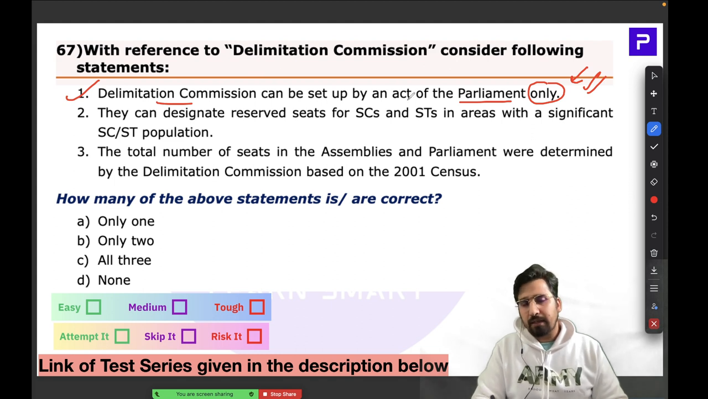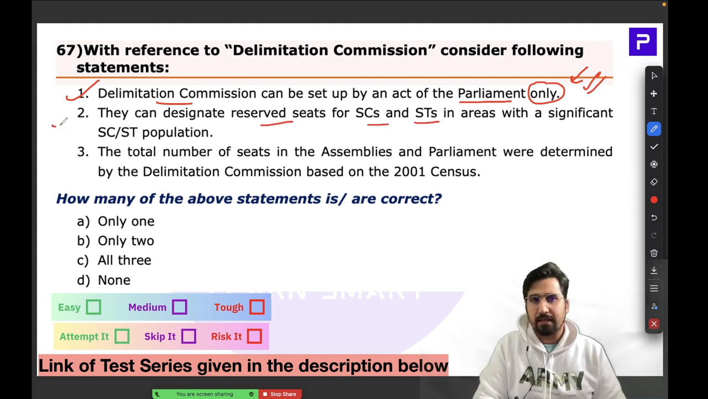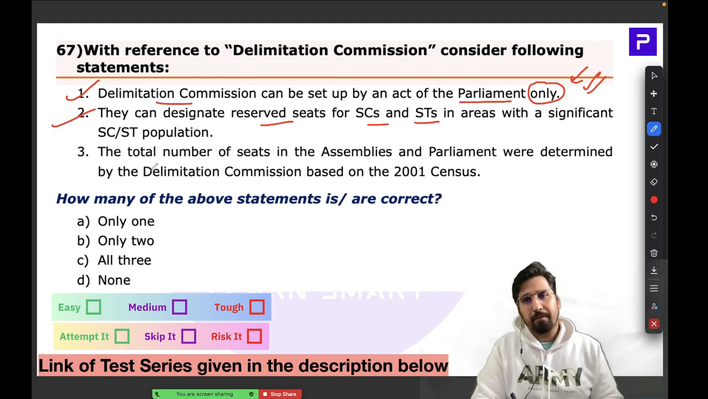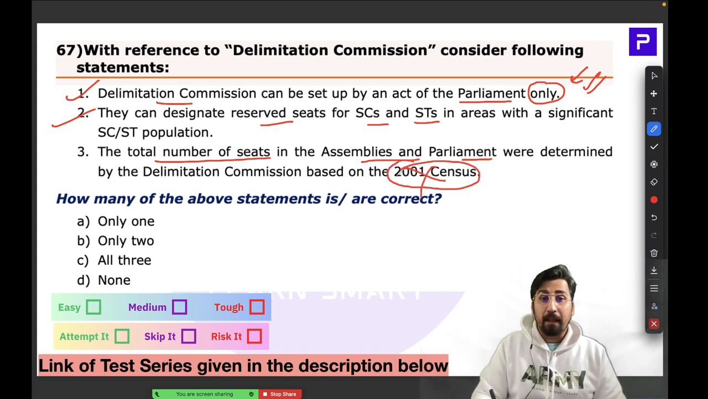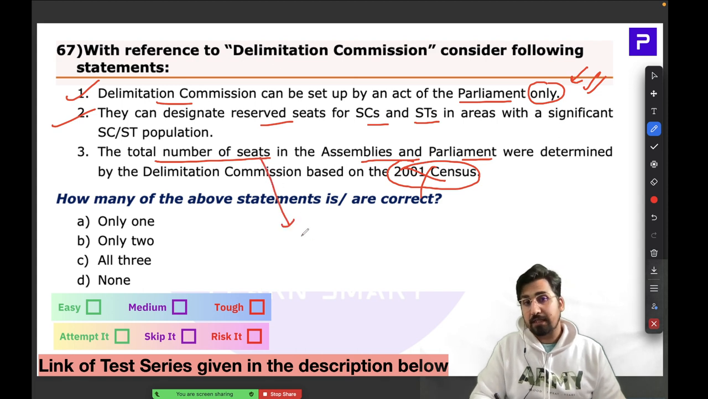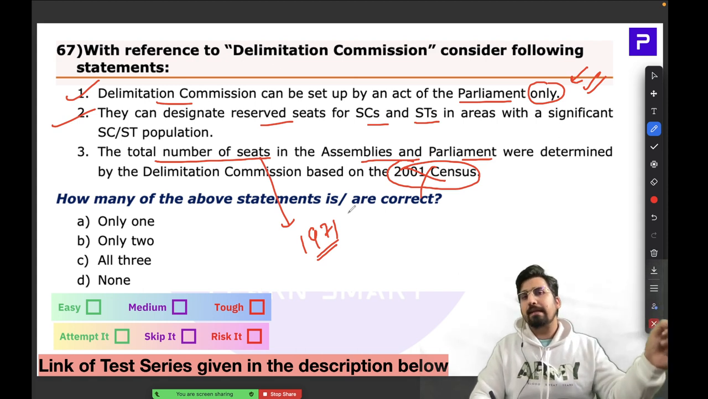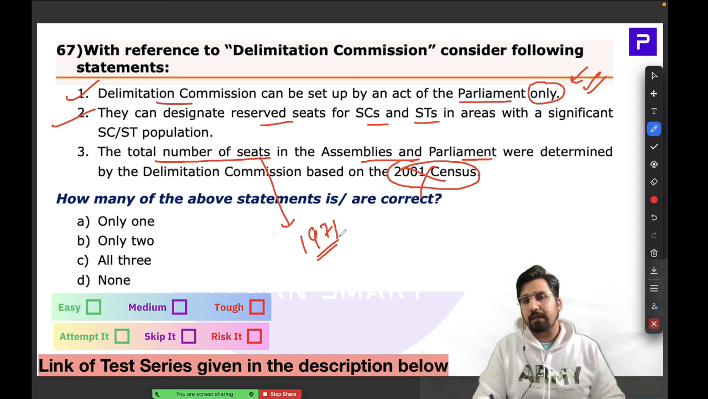And the Delimitation Commission is going to reserve the seats for SC and ST. Yes, that is important. Now, look at the third statement very carefully. The total number of seats in the Assembly and Parliament is determined based on the 2001 census. No, it is not. I just told you that the number of seats is still going to be considered on the 1971 basis. Population was the problem, the anti-natalism program which was going on in India at that particular time. 1971, but again, this is till 2026 only.